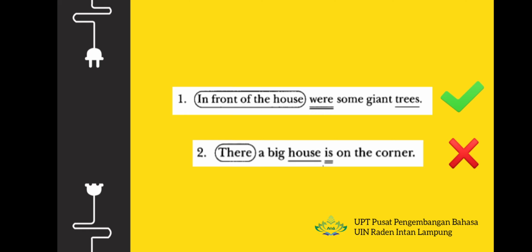Besides, the second sentence is incorrect. It is because there are two adverbs in the sentence. They are the word there and on the corner. If we want to make a sentence with the adverb of place, we shouldn't separate them.